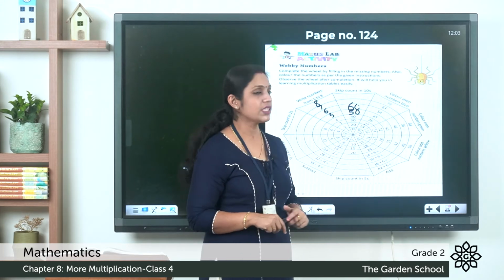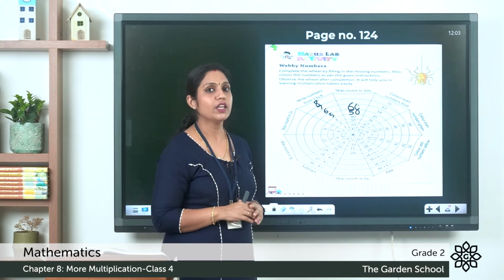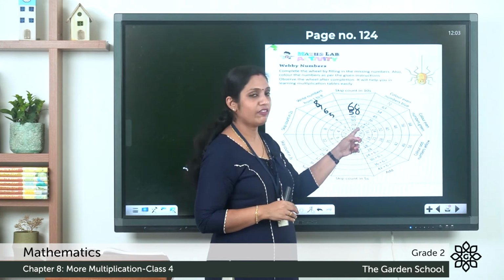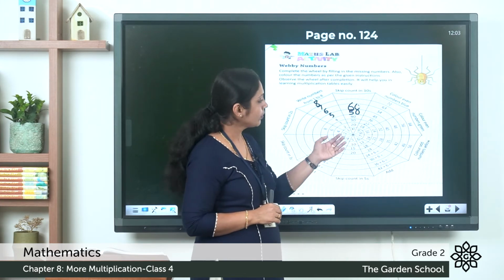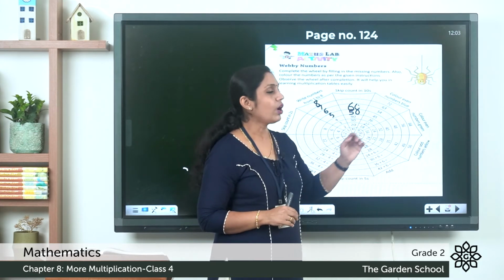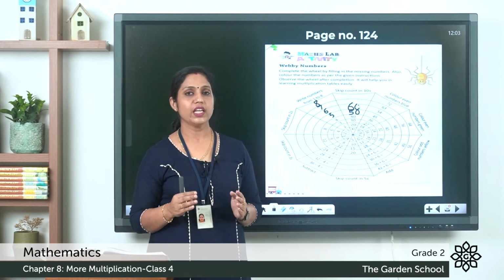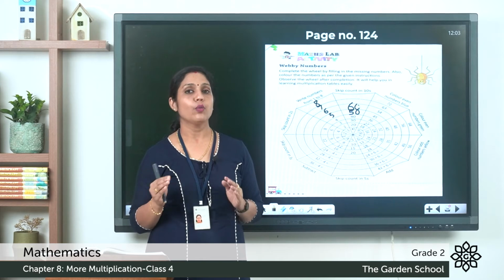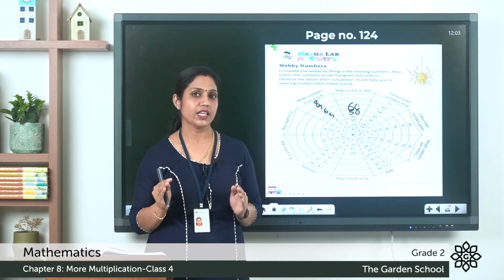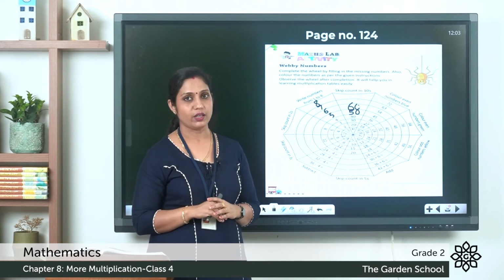Color even numbers green. Here also the same thing. This time you have to color the even numbers green. Next, color odd numbers yellow. So what are odd numbers? 1, 3, 5, 7, 9, when they come in the ones place, we can say that that number is an odd number.